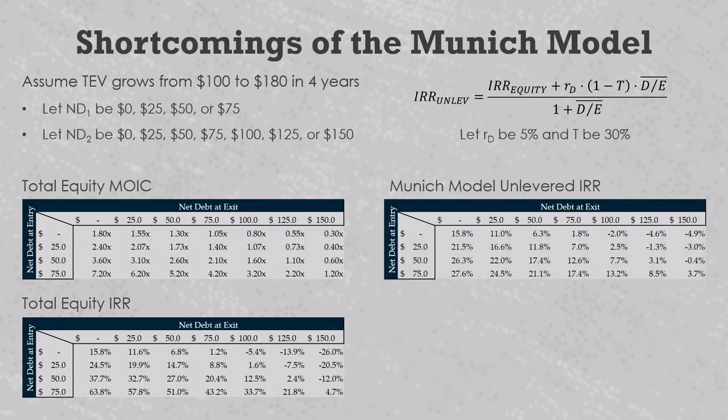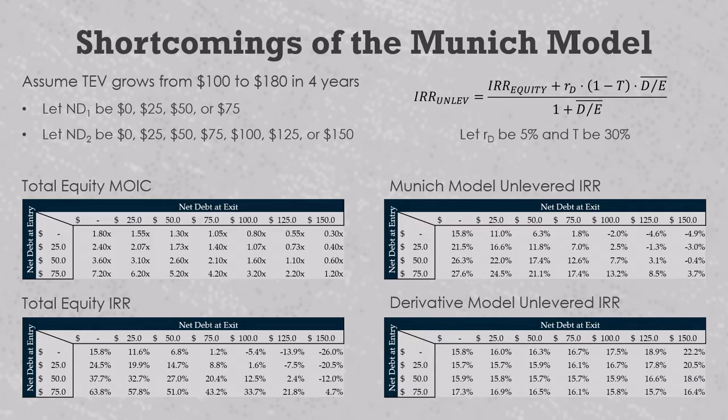However, when you run the numbers through the Munich model, you find that many of them stray from that 16% target. In fact, several of them are negative, and this doesn't make sense. Enterprise valuation grew, and anything that grows should have a positive IRR. For comparison, consider the unlevered IRRs determined by the derivative model of value creation that we will start to discuss in the next video. They're all much closer to our 16% target, and the math behind them is far simpler than the Munich model equations we showed earlier.